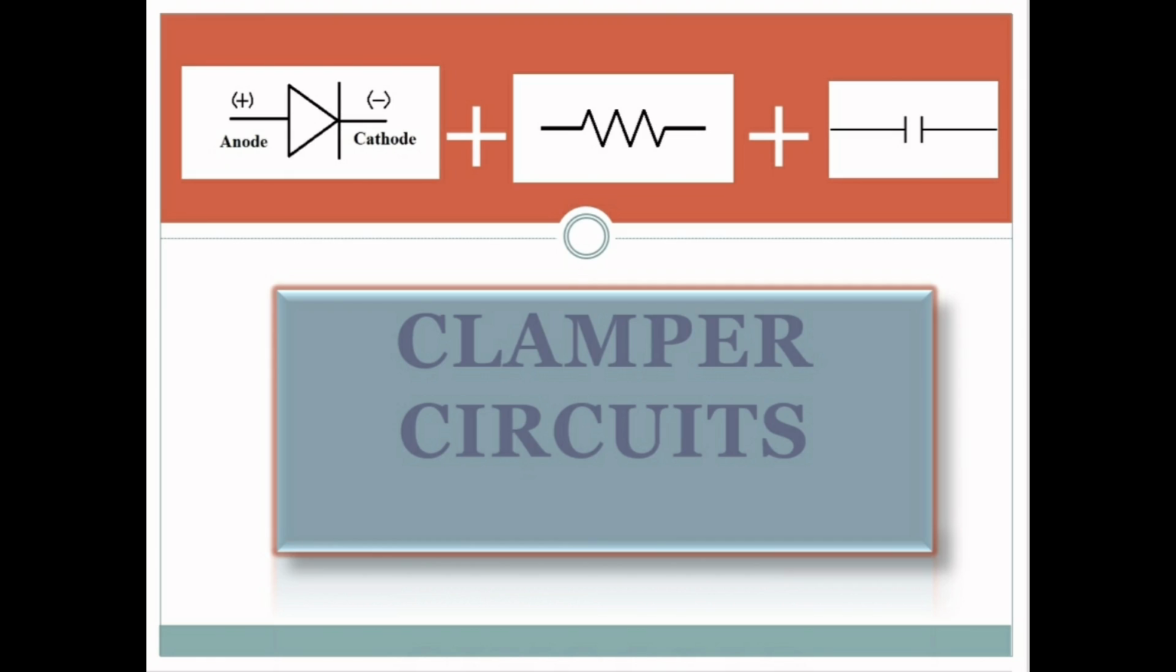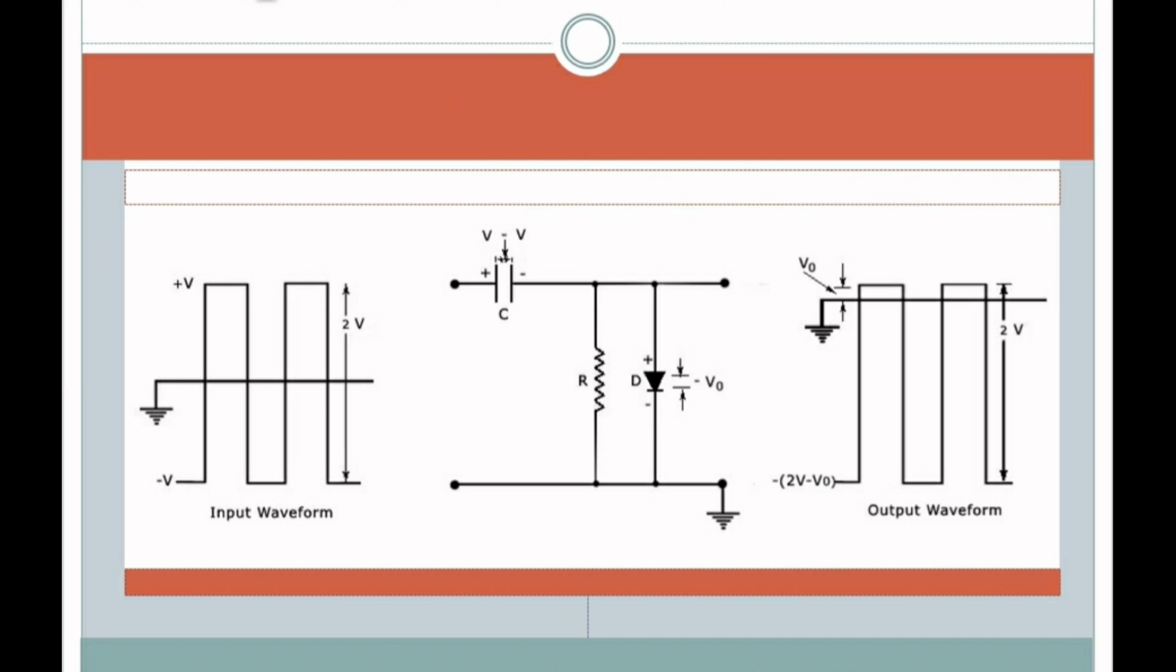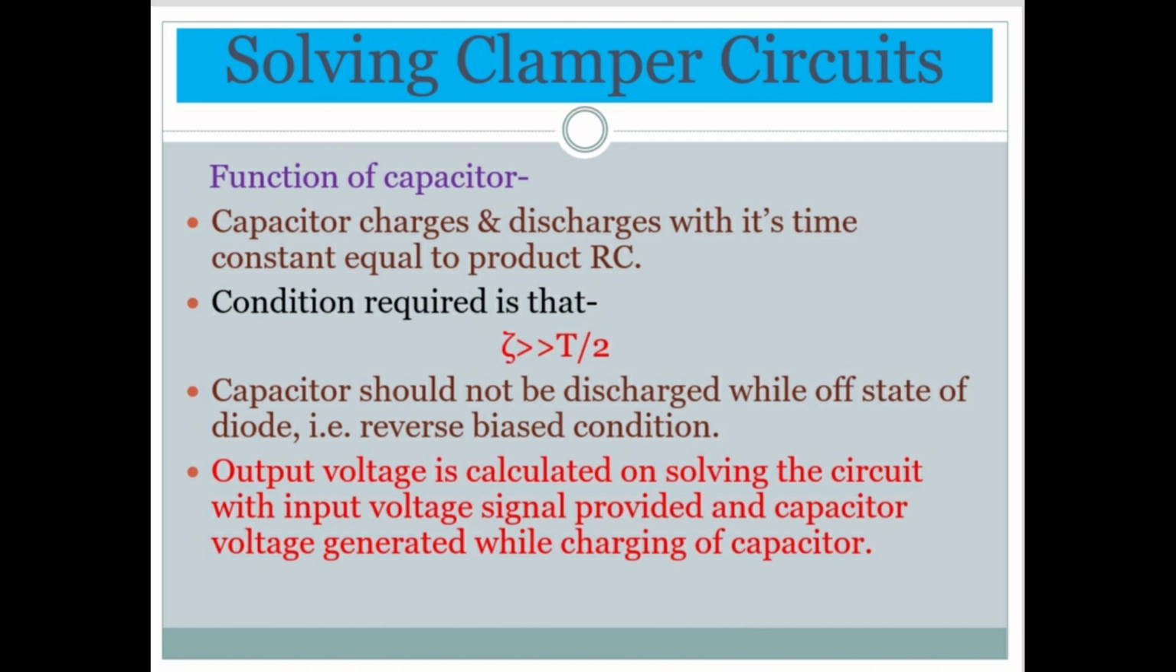Here we have a clamper circuit connecting a diode to a resistor along with a capacitor. Collectively, these change the DC level of the input supply provided to the circuit, as we have discussed in one of the previous videos of the series. So what does a capacitor do here?